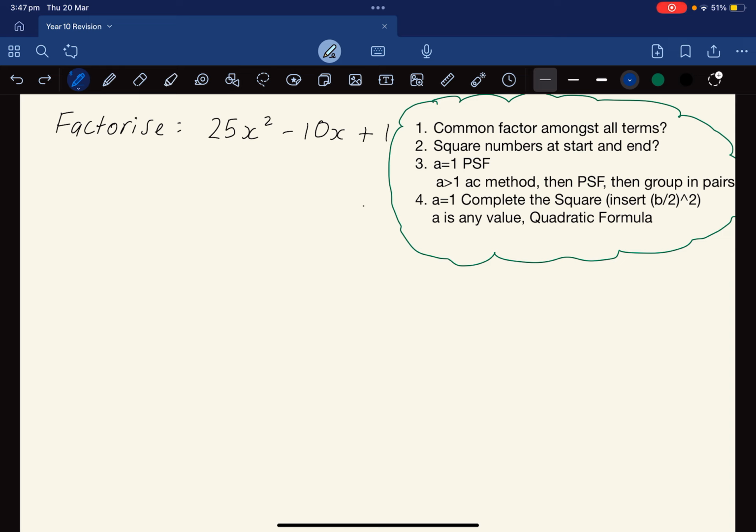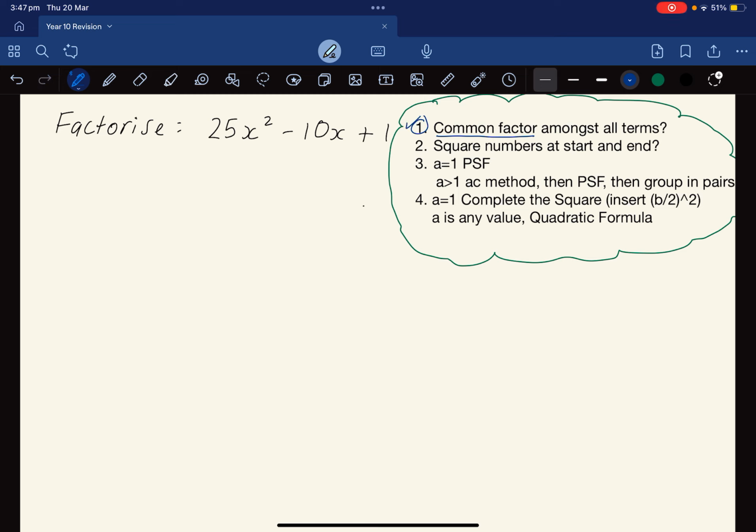So 25x squared, take 10x plus 1. Going through the checklist, you first check at step 1: is there a common factor amongst all terms? Is there a common factor between 25, 10, and 1? No, it's just 1. So that's not good enough. So we've ticked off that one.